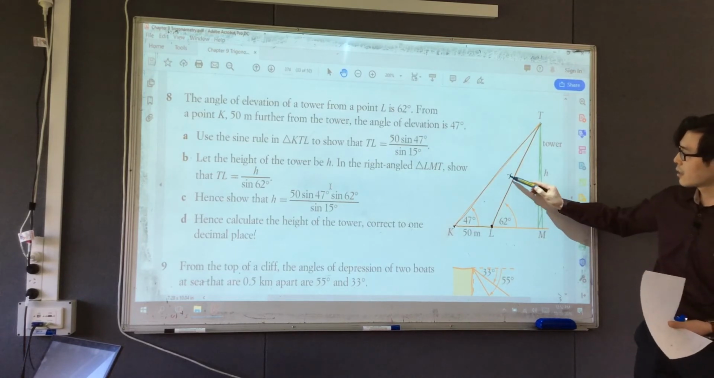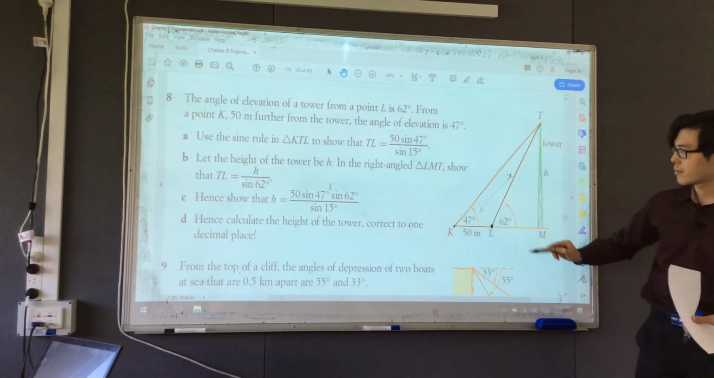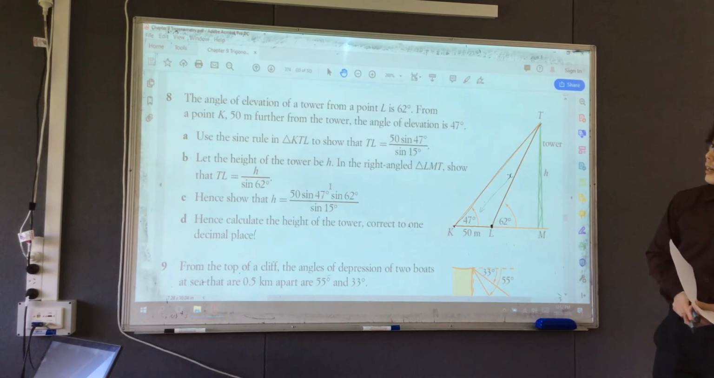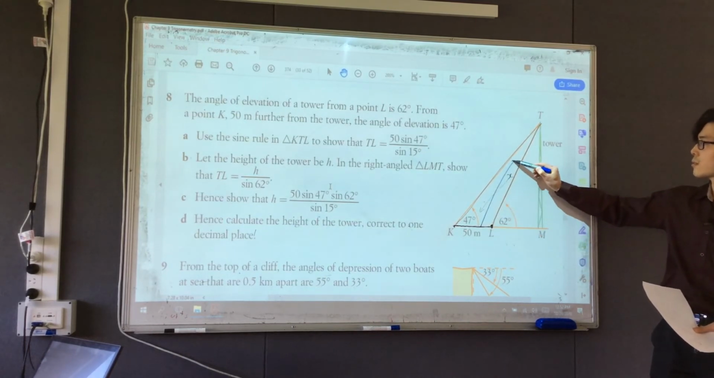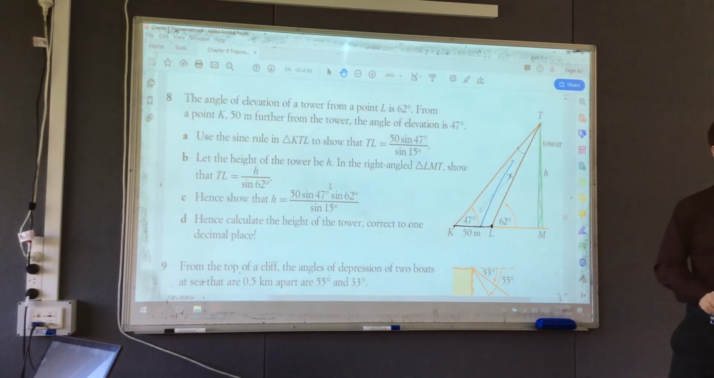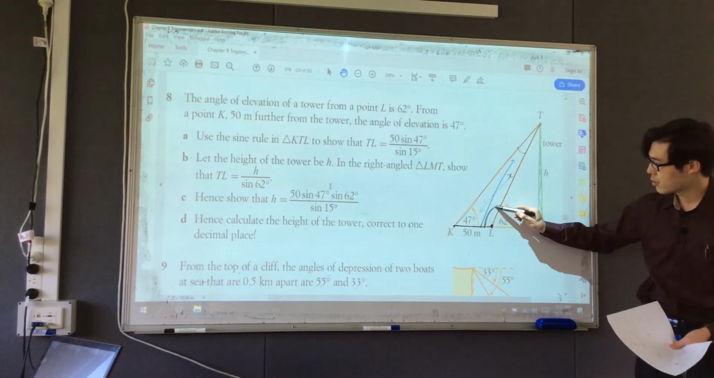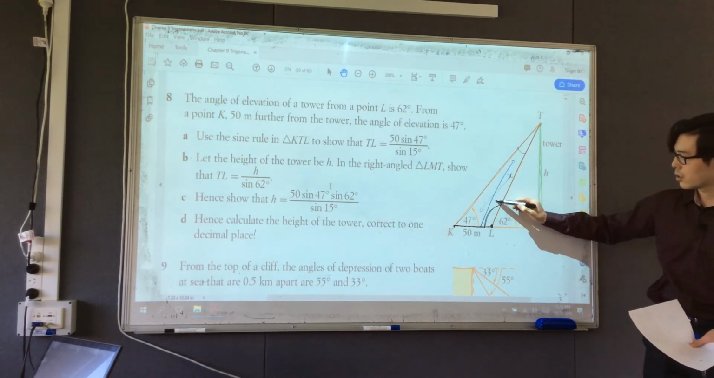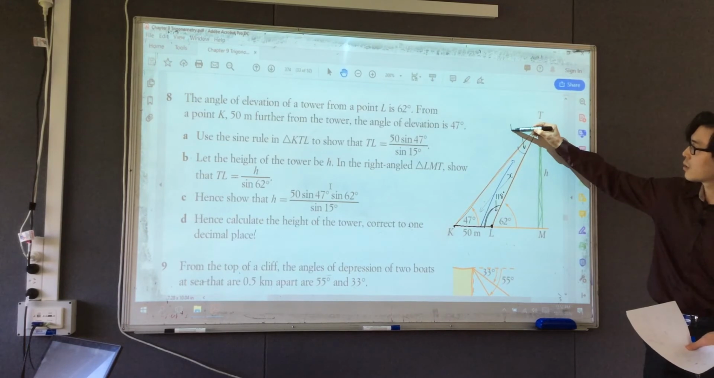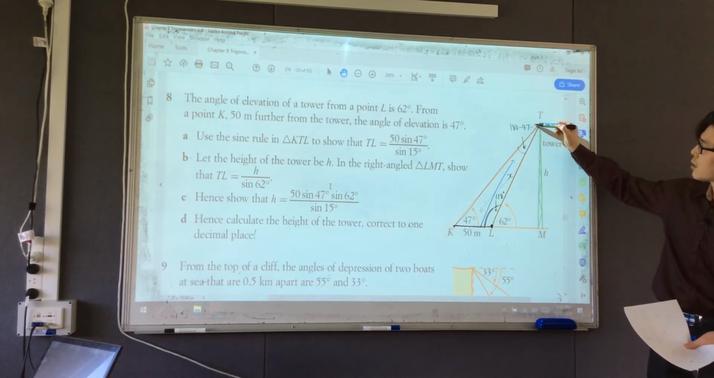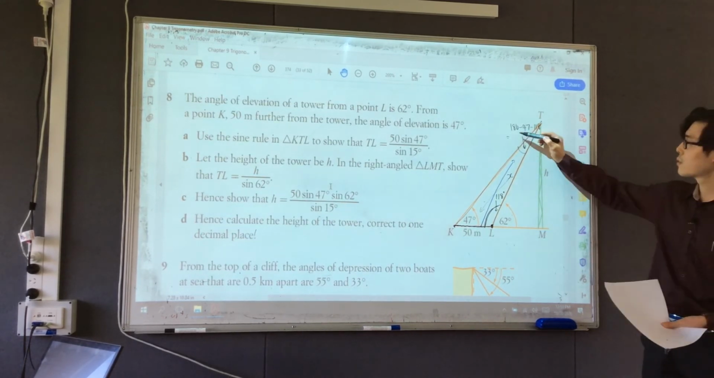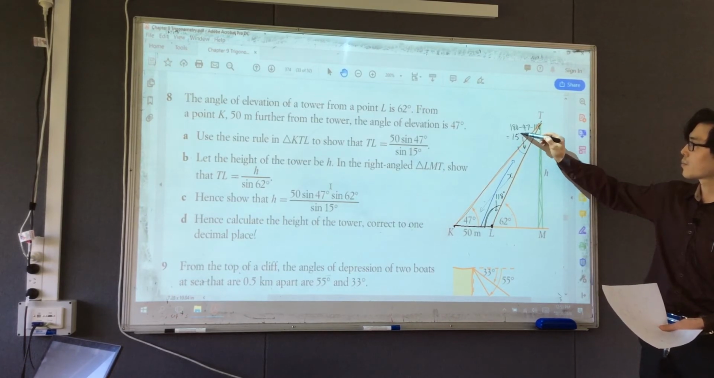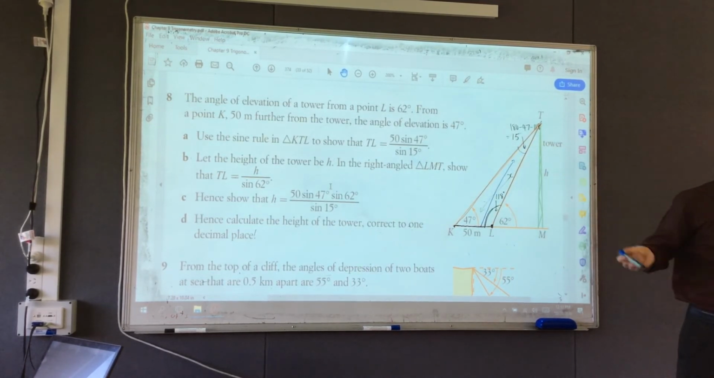Let's start. This matches with that angle. Now this length requires that angle, which we can find out. How do we find that out? 180 take away 62 is 118. Can someone give me the answer for the remaining angle? 15. Yes, we can see it there, it's 15. That one's pretty straightforward.